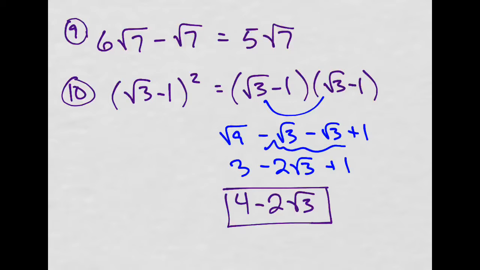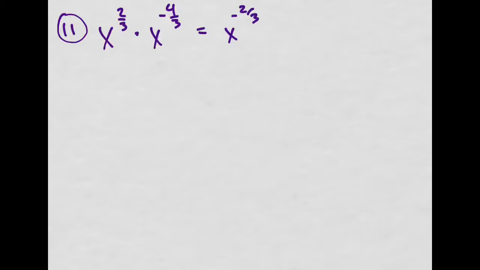Number 11 is when we jump into fraction exponents. X to the 2/3 times x to the negative 4/3. The rule says that if my bases are the same, I add my exponents. The two fractions already have a common denominator. 2/3 minus 4/3, x to the negative 2/3. And you'll remember that negative exponents just cause it to flip to the bottom. So that would be the more correct answer.